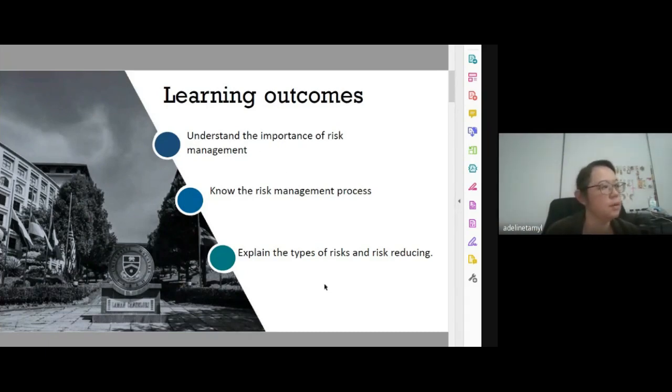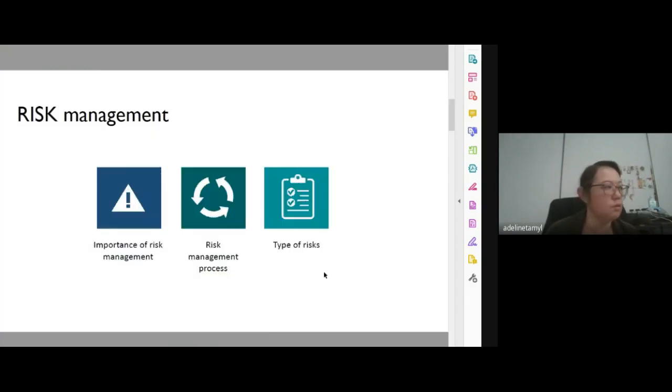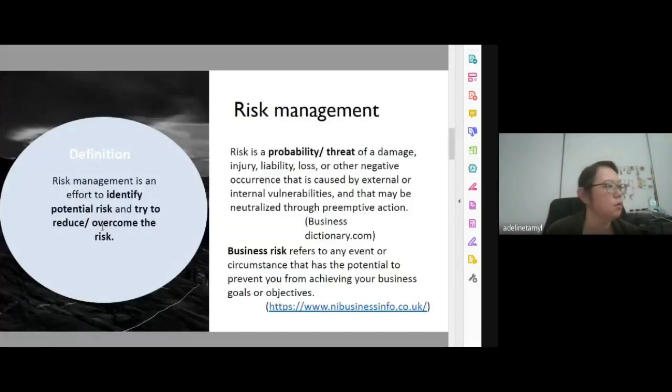Okay, so in this risk management, we are going to look at what are the types of risk management process, what are the types of risks and how to reduce the risk. So there are 3 subtopics under risk management. Risk in simple is an effort to identify what potential risks will happen and try to overcome or reduce it.